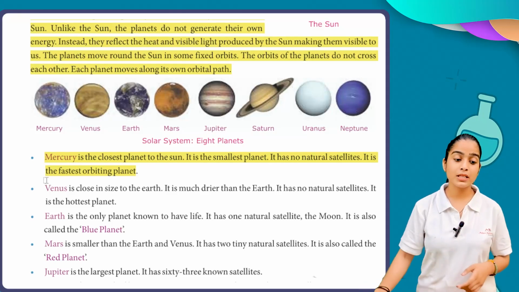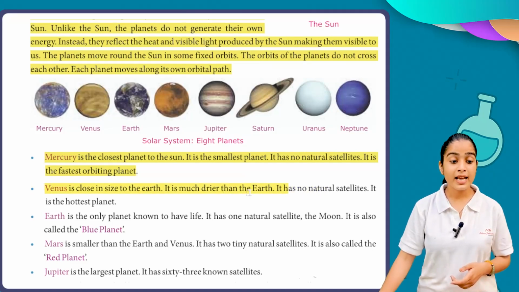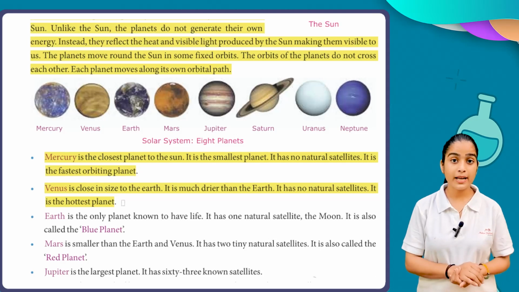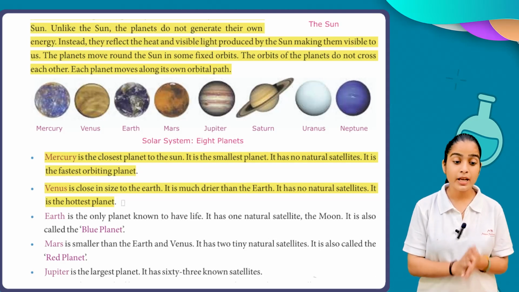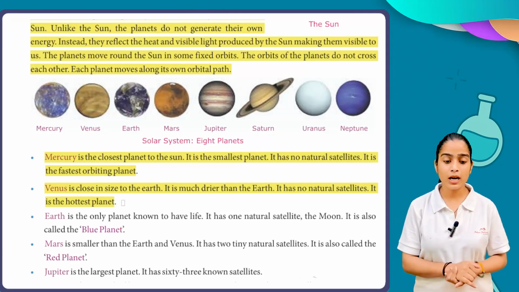Next we have Venus, next to Mercury. It is close in size to the Earth. It is much drier than the Earth. It has no natural satellite. It is the hottest planet. So among the 8 planets, the hottest planet is Venus. It is close to the Earth and also close in size to the Earth.